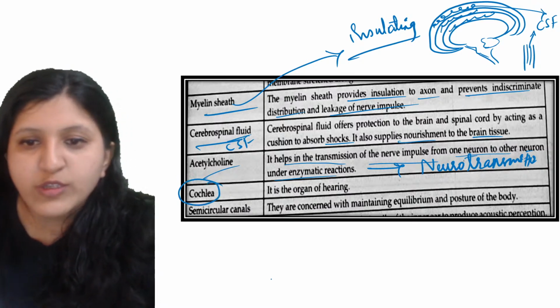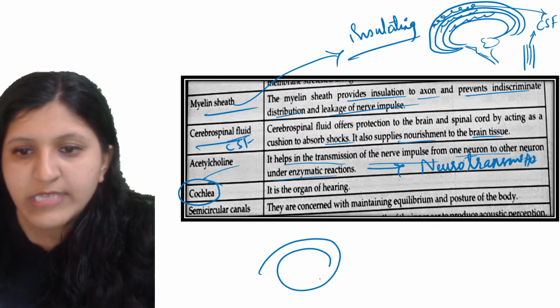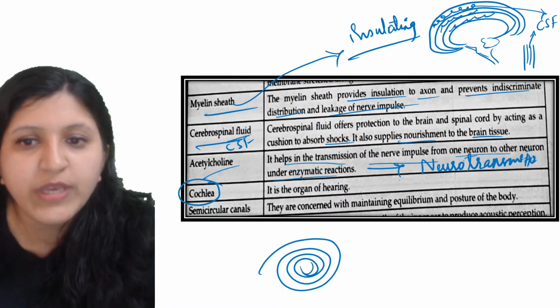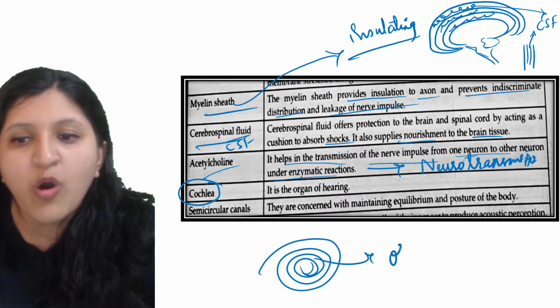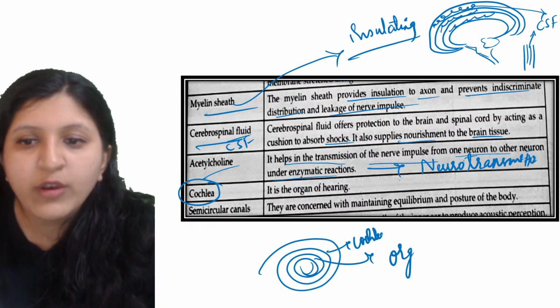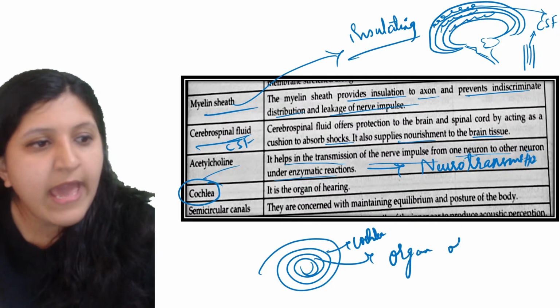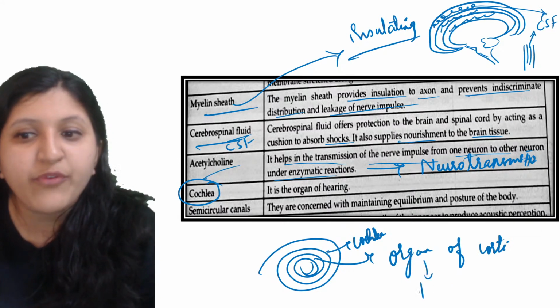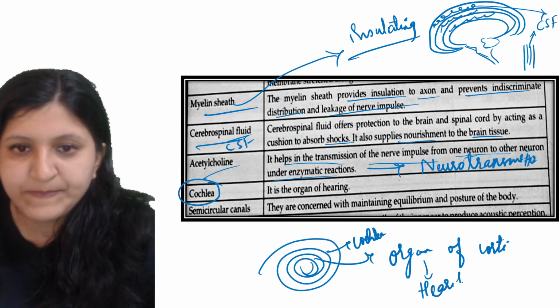So cochlea, you have seen a cochlea which is actually snail shaped, having 2.5 circles. Okay, so cochlea is having an organ of Corti, and this organ of Corti is mainly responsible for the hearing function.